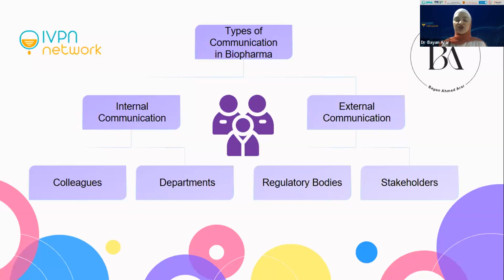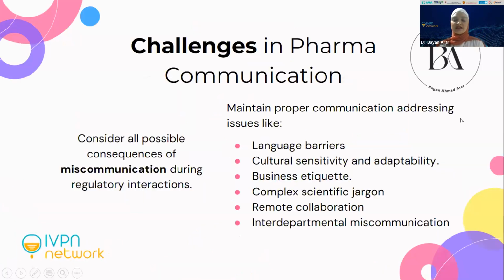The external communication is between the other stakeholders or the other regulatory bodies, the health authorities who I'm interacting with, so I can register my product and make a successful access for my products. So we need to consider all possible consequences of miscommunication during the regulatory interactions.